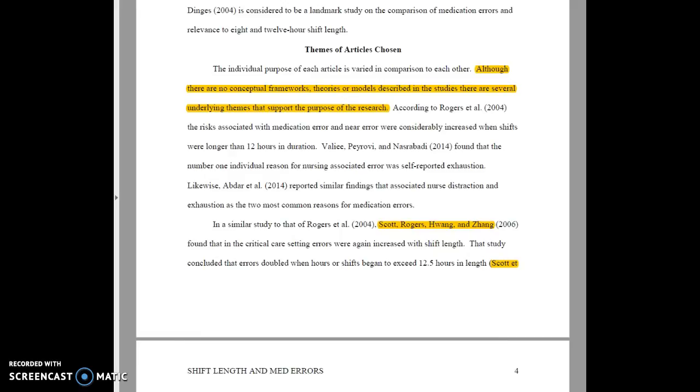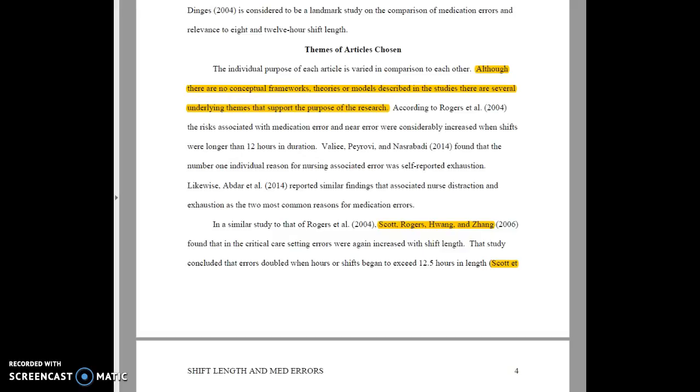Under the themes of the articles, I want to make special note that if a conceptual framework, theory, or model is mentioned in a research study in the abstract, then there will be a section of it in the paper discussing that particular model or conceptual framework or theory. For example, a specific model or theory would be Watson's theory of caring. That would be a specific one that a study actually used as a framework for their study.